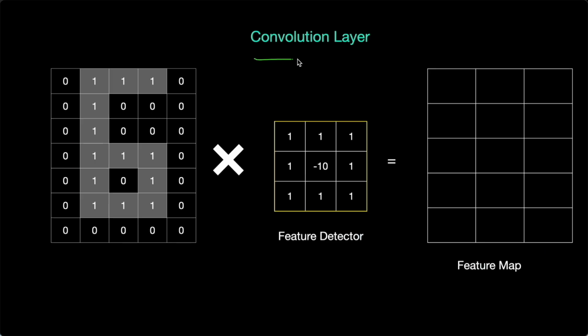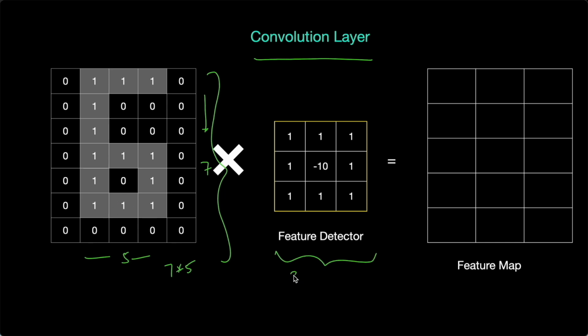Here is our first convolution example. On the left, we have a simple 7 cross 5 binary image. So these are 7 pixels and these are 5 pixels. This is our feature detector. This is a 3 cross 3 filter. And when we apply this feature detector on the image, we'll get the feature map.